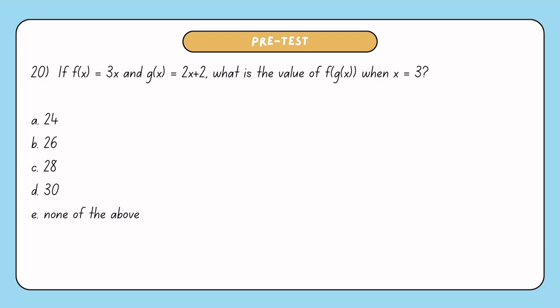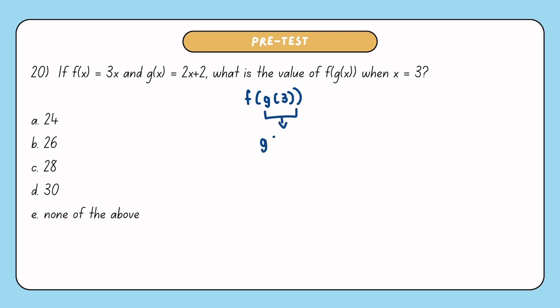Number 20. If f of x equals 3x and g of x equals 2x plus 2, what is the value of f of g of x when x equals 3? So, ang tinatanong sa atin sa item na to is yung value ng f of g of 3. To do this, una natin kukunin yung value of g of 3.